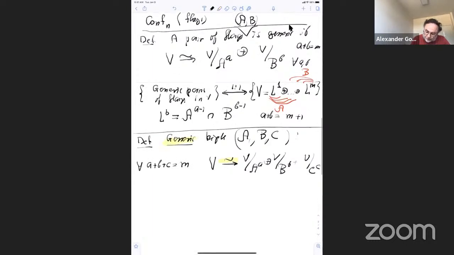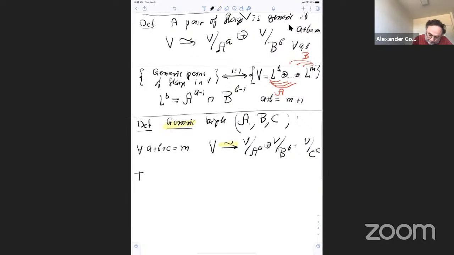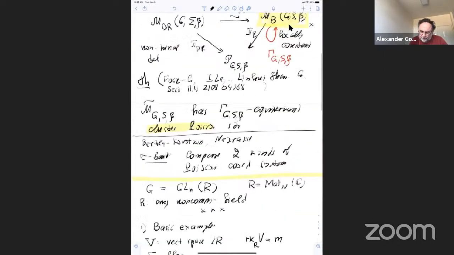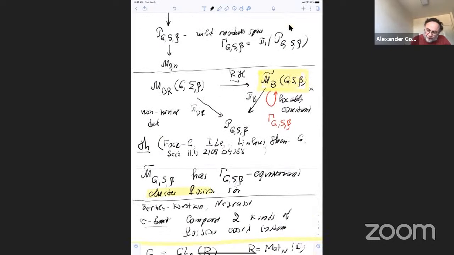And now the theorem. And this is a prototype of theorems about this moduli space of Stokes data. I forgot whether I said or not. So this space we called the moduli space of Stokes data.